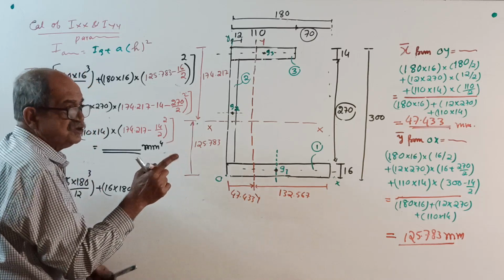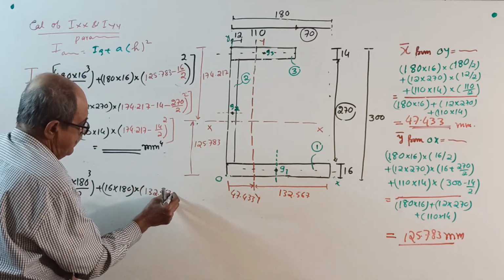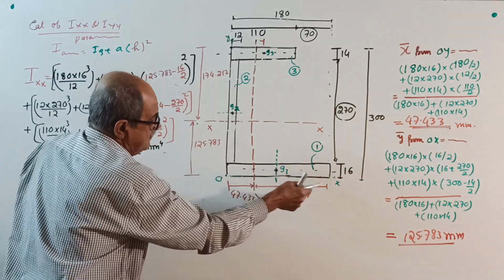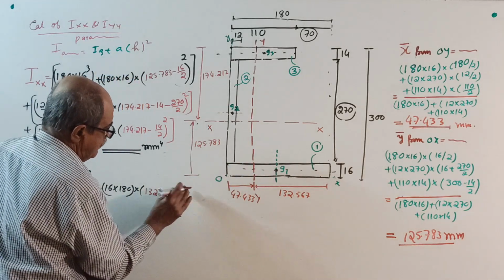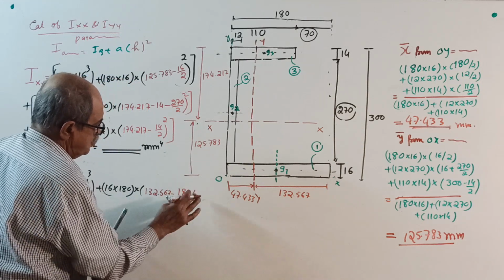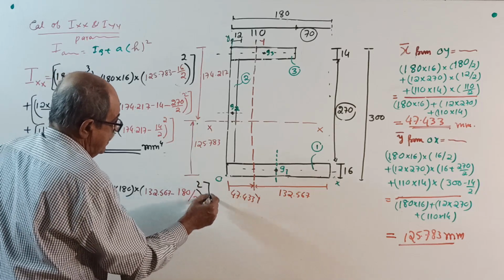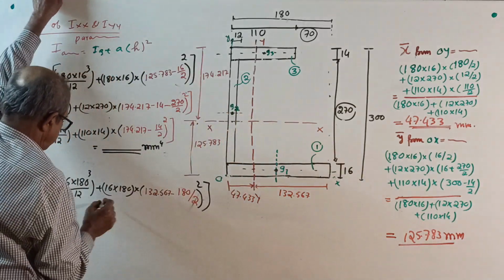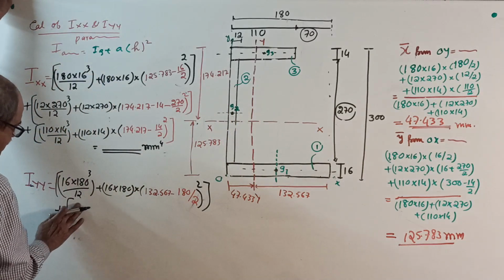Always see the most important, I am using red color. 132.567 minus this distance: this total is 180, midpoint 180 by 2, 180 by 2 whole square. This will give the result for 1. Come to 2. Okay, plus, bracket here.